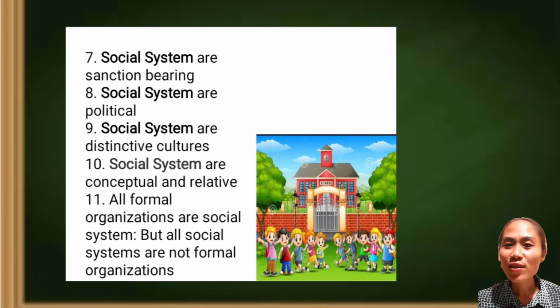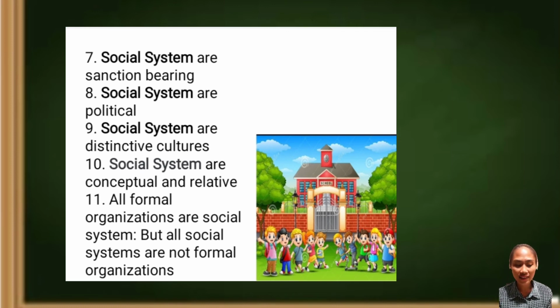Number 8. Social systems are political. It involves both social and political factors. An example of something that is socio-political is the issue of environmental conservation, which is influenced by both social attitudes towards going green and by political policies. Number 9. Social systems are distinctive cultures because we have different sets of symbols, rituals, values, and beliefs that make one group different from another.